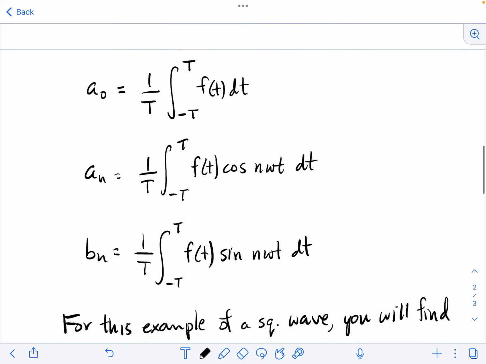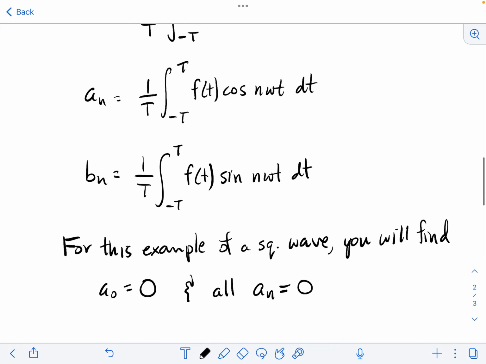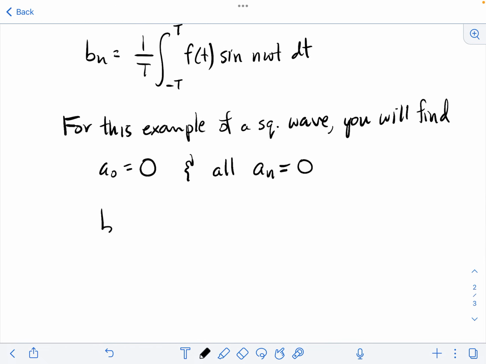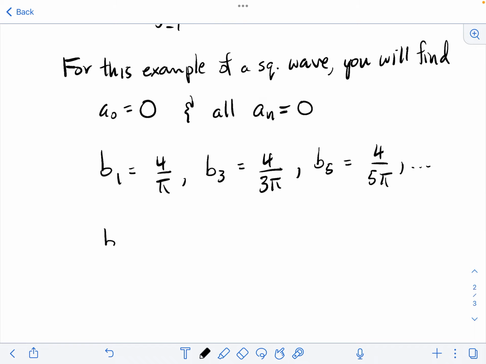So there are no cosine terms in our Fourier series of a square wave, but the bn's are not all 0. Some of them are, not all of them. You'll find that b1 is 4 over pi, b3 is 4 over 3 pi, b5 is equal to 4 over 5 pi, and so on. And bn is equal to 0 for all n even.